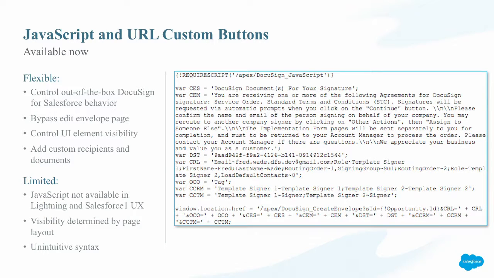But it's also fairly limited. JavaScript is not available in Lightning custom buttons at all, so that's been a challenge. And the visibility is determined by the page layout. And the syntax is fairly unintuitive. I don't know if any of you have had experience with JavaScript custom buttons in DocuSign, but remembering the tildes and the semicolons and all the things, it's not very intuitive.